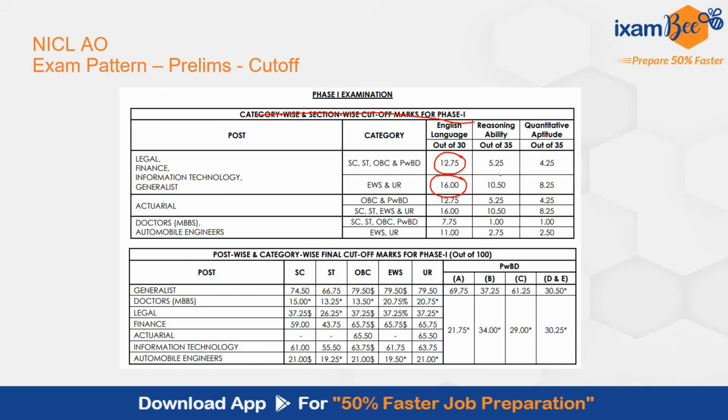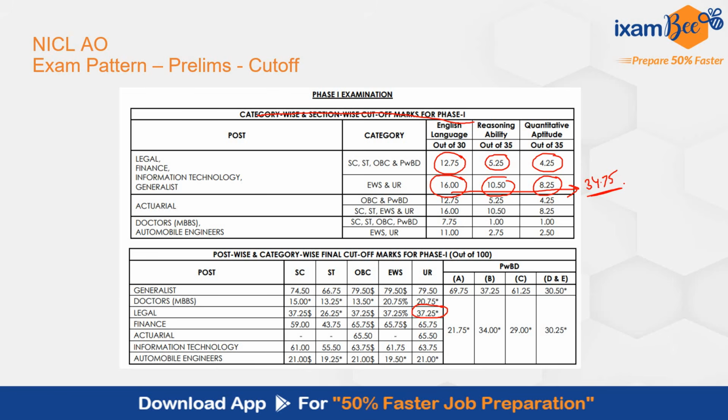In reasoning, out of 35 for general category it was 10.5. For other categories it was 5.25. For quantitative aptitude it was 8.25 for general category and 4.25 for other categories. Now if you add all three of these, this will become equal to 34.75. And looking at the overall cutoff for unreserved category, it was 37.25.